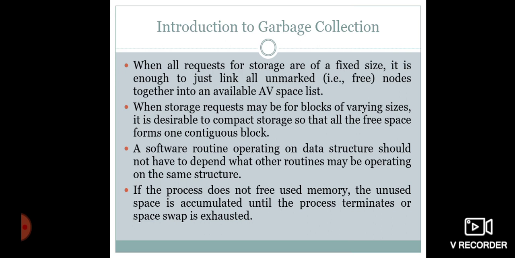Suppose the request coming from the program is of a fixed size, then you get it from the available space list, the free nodes, and it is allocated. If it is a fixed size, you know the memory. Suppose it is of varying size, then the memory request keeps changing, so you have to compact memory. Otherwise you cannot allocate a limited amount of memory to the program, because the memory keeps on changing.